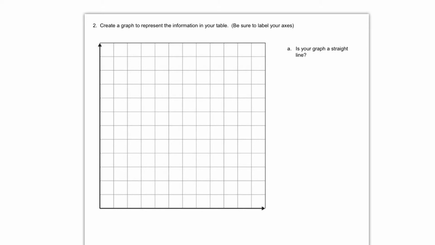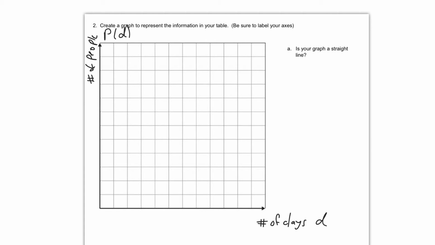So let's label this as our number of days, and we represented that with D. And then our vertical axis, or our dependent variable, we said was going to be the number of people. So let's label that as number of people. And we said number of people was our P of D.